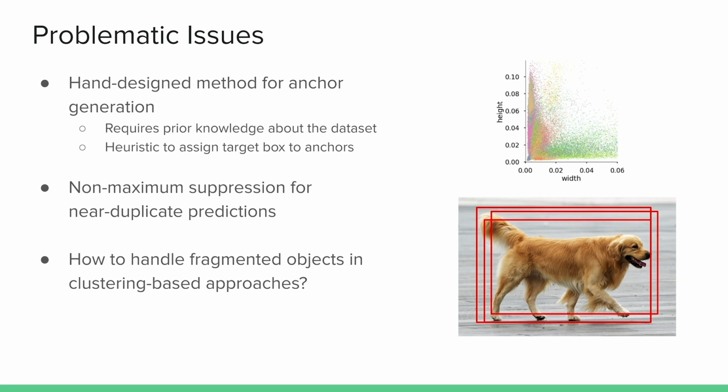And for those bottom-up approaches, one common challenge is how to handle fragmented objects when you want to cluster your pixels together. If one pixel over here and one pixel over there belong to the same object and they're not connected to each other, that is kind of challenging.